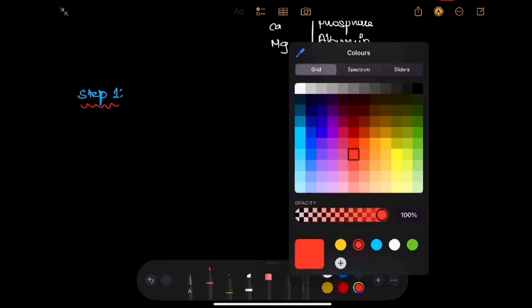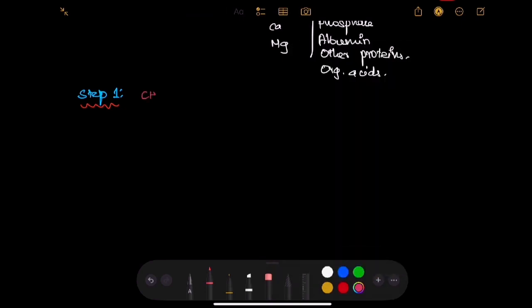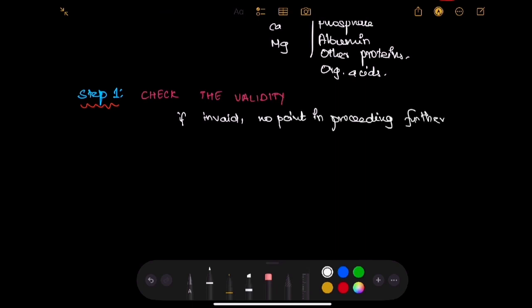Before going into reading the ABG report, there are 5 basic steps in analyzing an ABG. The first step is to check the validity of the ABG. If the ABG is invalid, then there is no point in further analyzing or interpreting the ABG.